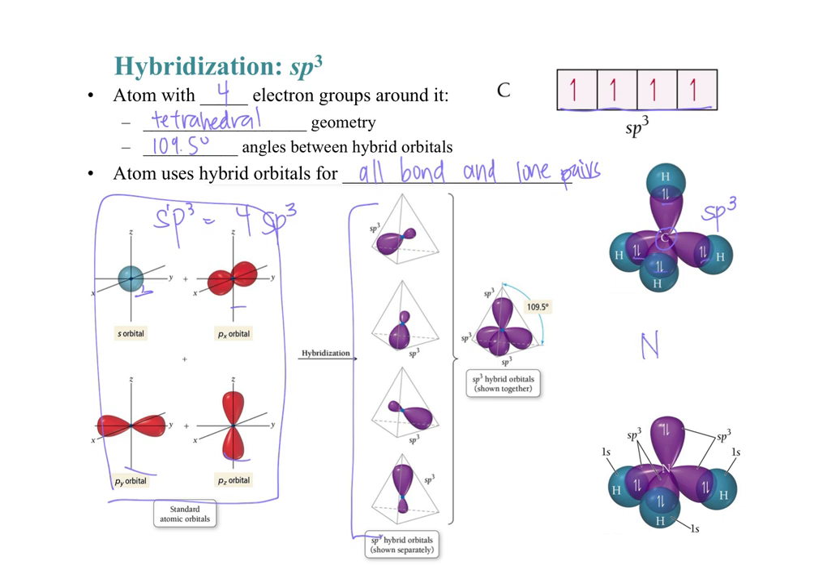If we look at nitrogen, nitrogen has 5 valence electrons. So when it gets sp3 hybridized, we're going to put those 5 valence electrons, 1, 2, 3, 4, 5. Notice one of them is filled. That corresponds to the lone pair that shows up on ammonia. And then these 3 electrons are the ones that are going to form the bonds with the hydrogen.